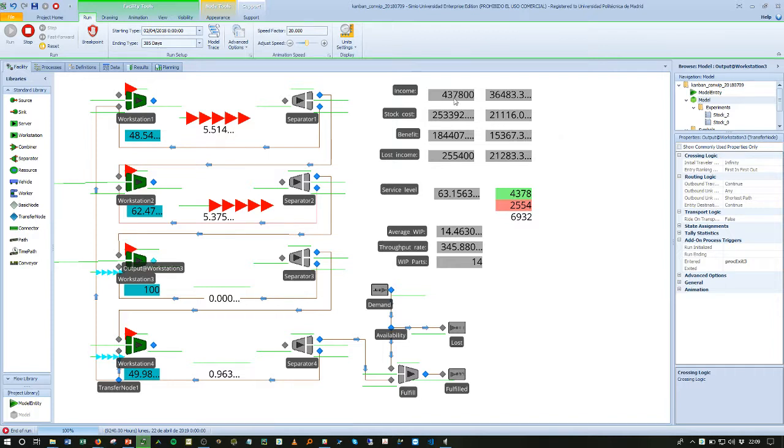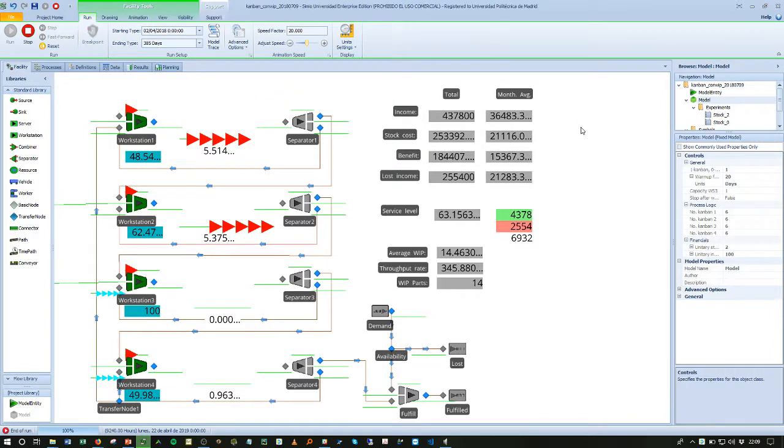So we have the income, okay, the total income, and the month average of that income. The same with the stock cost. We have the stock cost for the total time we've run the model, and the average stock cost for a month. Benefit, okay, which is the difference between these two values, of course, and the lost income. That gives us some idea of the money we lost because we didn't have products here available for customers when they arrived. So I have a service level which is 63.